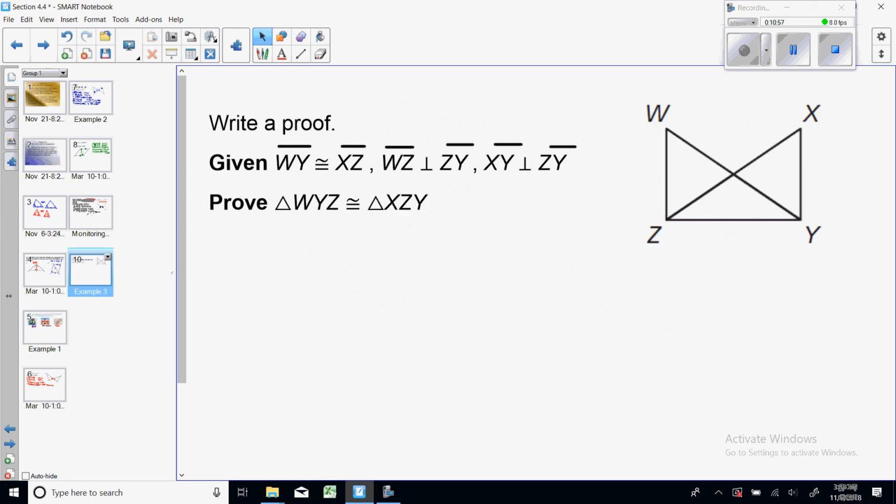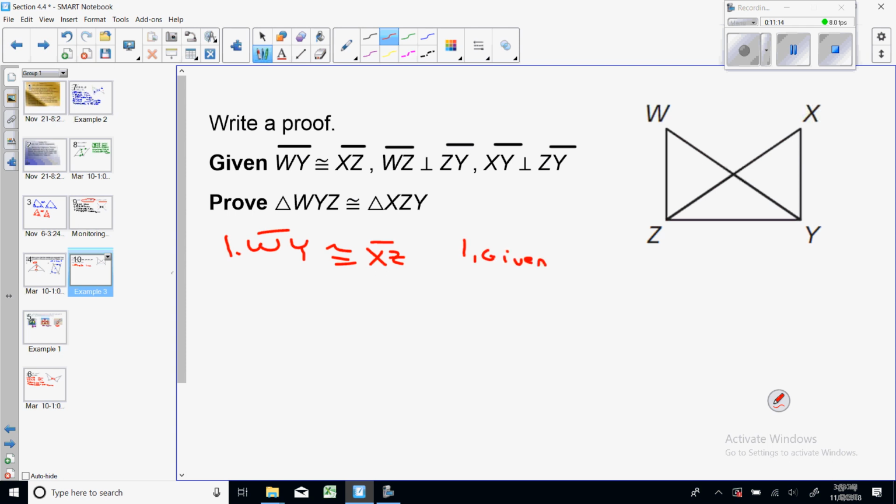Our last one asks us to write a proof. The triangle WZY is congruent to triangle XZY. And what we're going to start with is the fact that WY is congruent to XZ. Okay, and that's given to us. Now, you may want to redraw the pictures over here a little bit smaller so that you can see them. So here's W, Y, and Z. And then our other picture is going to be backwards. So that's Z, Y, and X.